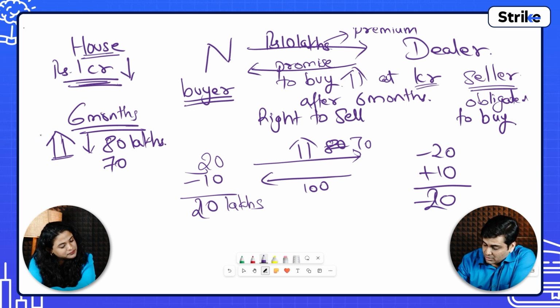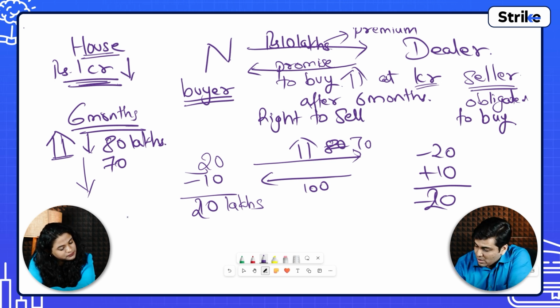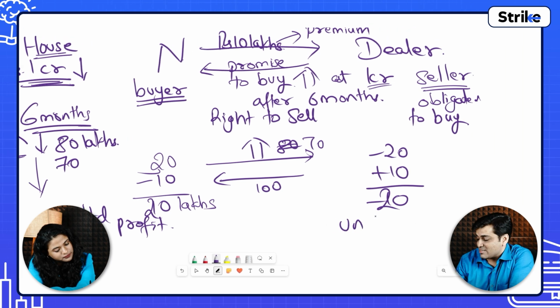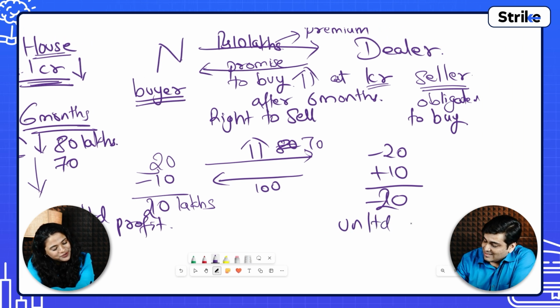So the more the prices of the house fall, your profits will increase. Correct? So you have a chance of unlimited profit potential. And he does not have that chance. The only thing left for him is a potential unlimited loss.